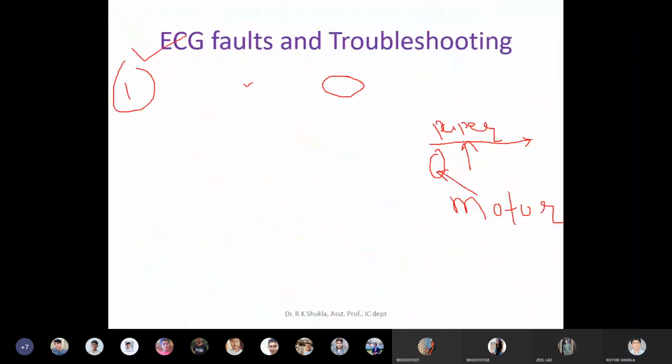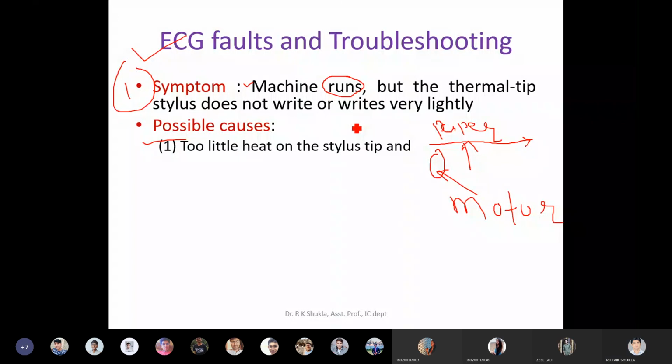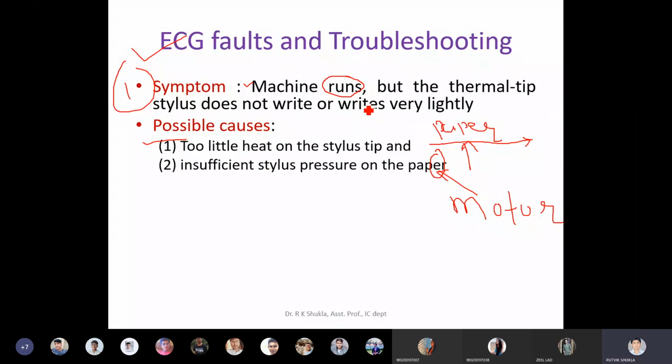So if you look at this possible cause, the first is too little heat on the stylus tip. That is the first reason, as both of them have rightly mentioned. The second reason is if there is not enough stylus pressure on the paper.